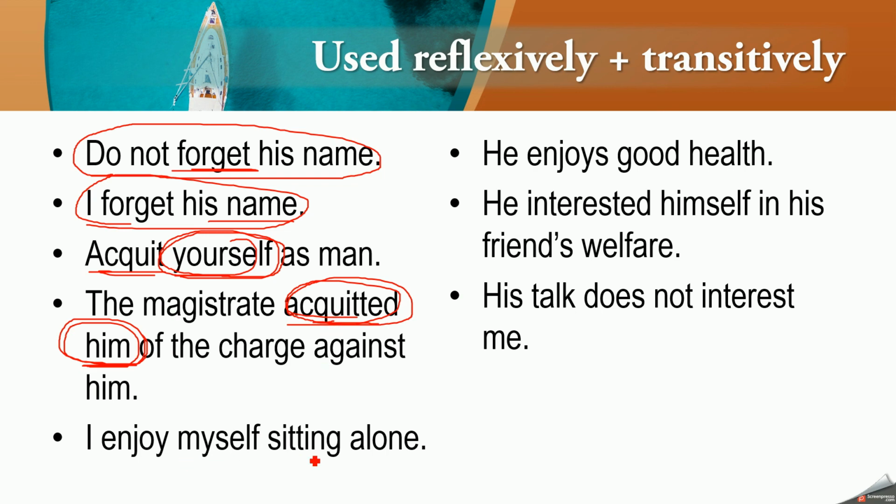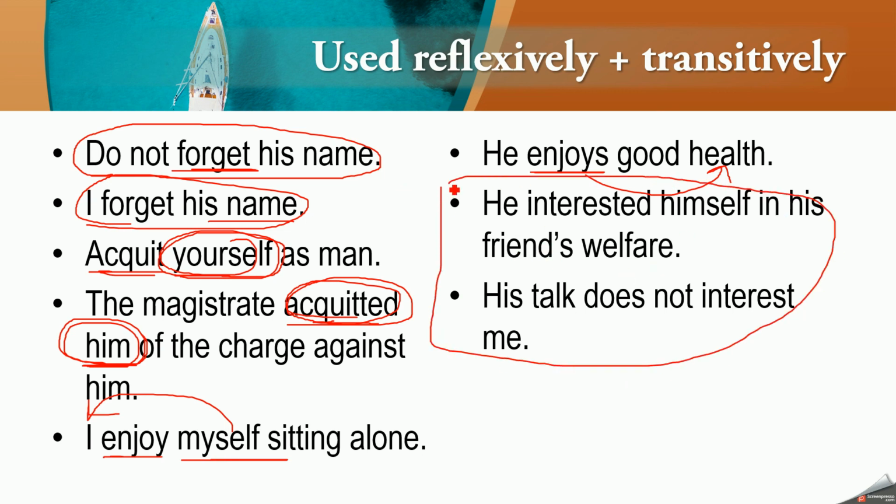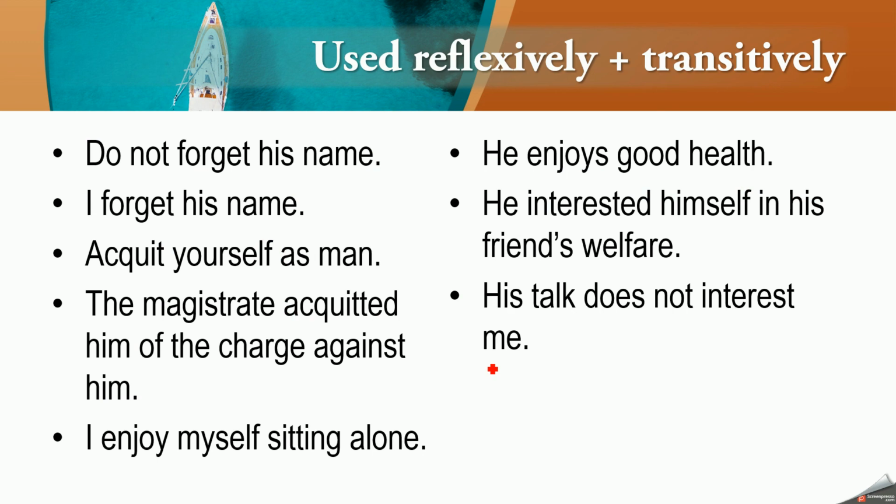I enjoy myself sitting alone. So I enjoy myself, reflexively. He enjoys good health. So he enjoys what? Good health. This is transitive. He interested himself in his friend's welfare. These two I leave as an exercise to you. So with this we complete verbs. In our next lesson we will be discussing adverbs.